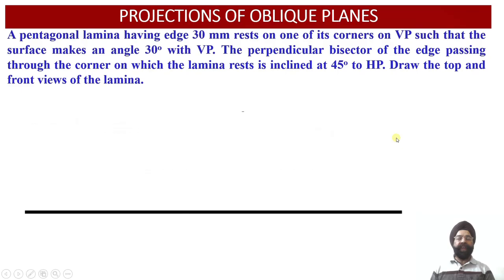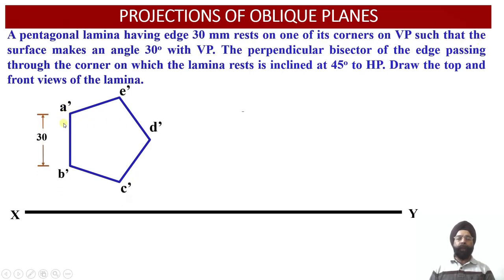Now let us proceed with the construction of the orthographic projections of this particular pentagonal lamina. So we know that this lamina happens to be contained by the vertical plane. So onto the vertical plane, that is in the front view projections, we are able to obtain the true shape of this lamina. So A dash, B dash, C dash, D dash and E dash. So this is the true shape of the lamina, and the pentagon has been drawn with an edge of 30 millimeter.